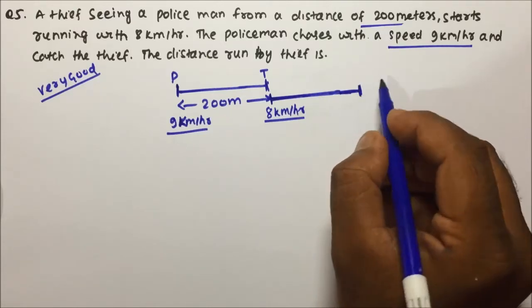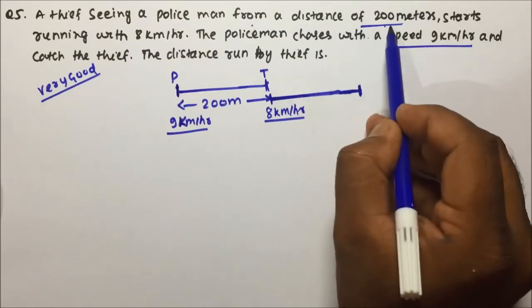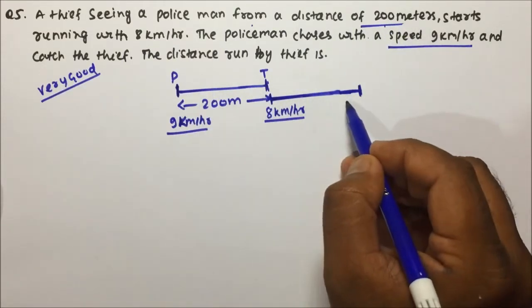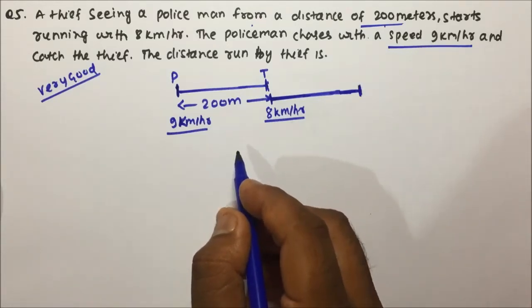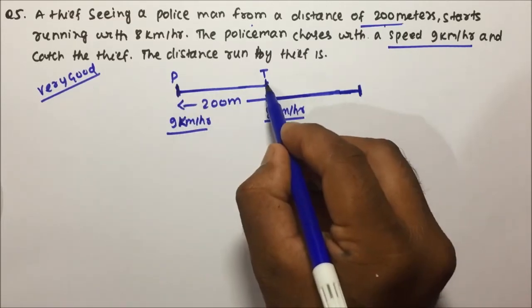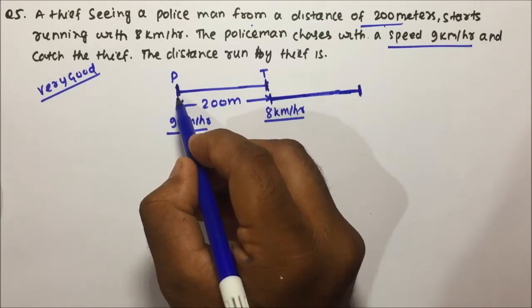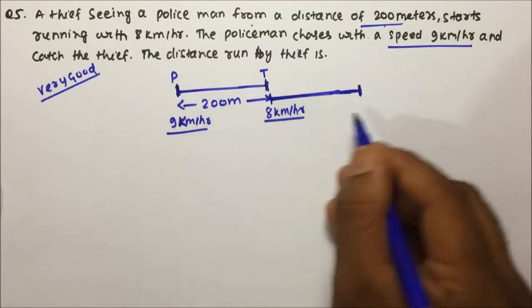Okay. Now see, first understand the question. A thief seeing a policeman from a distance of 200 meter. So the thief is seeing a policeman, and then the thief starts running. The policeman chases with a speed. Okay. Now, friends, what I can say is, see, both are running at the same time. The thief starts running at the same time, and the police also start running at the same time. Okay.